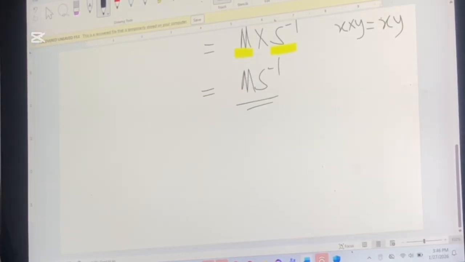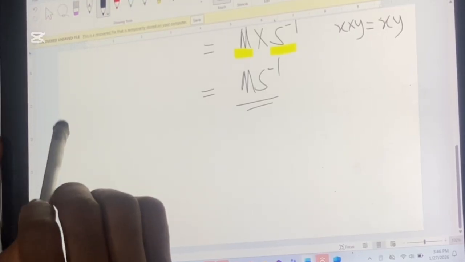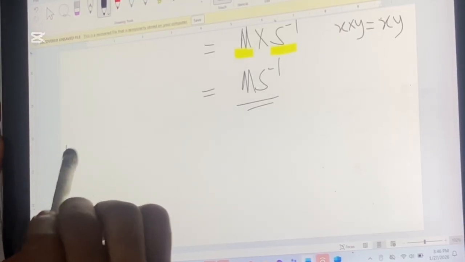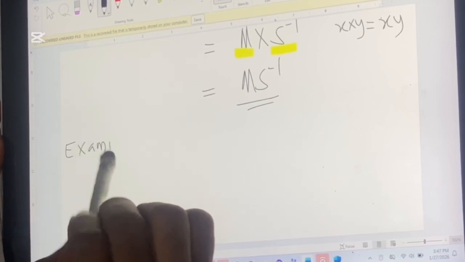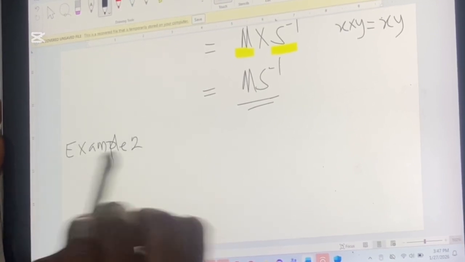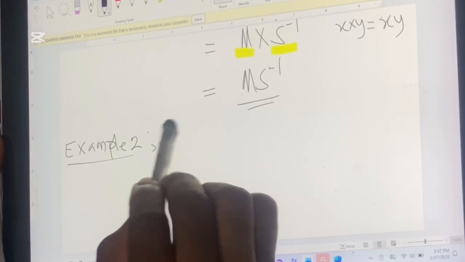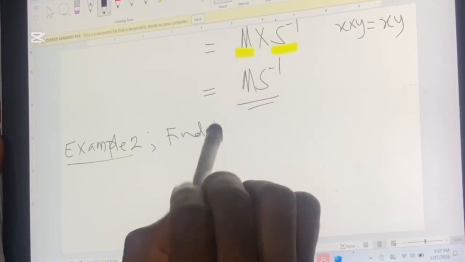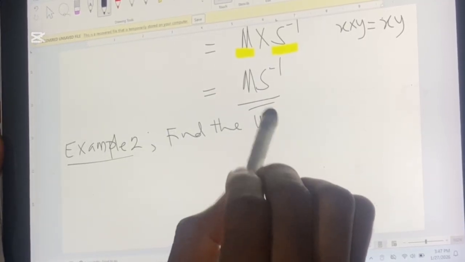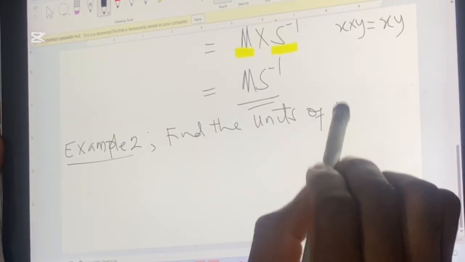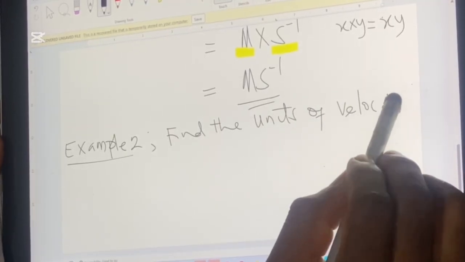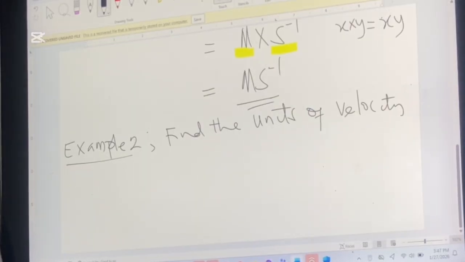So let's take the next example here, class. Example 2. Find the unit of velocity. Class, we are asked to find the unit of velocity.